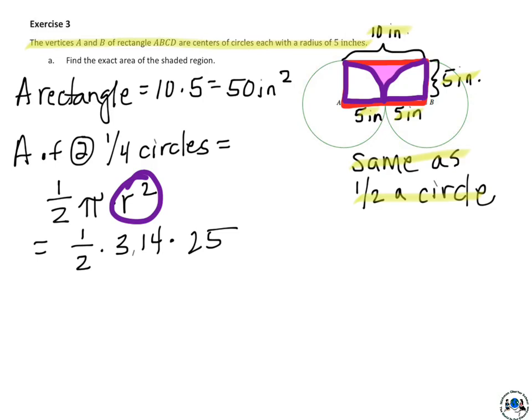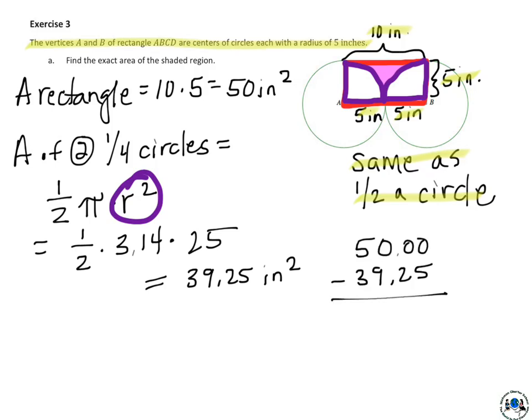I'm just cutting to the chase here a lot, but I'll keep reminding you of what I'm doing. So 1/2 times 3.14 times 25 gets me to 39.25 inches squared, and that is going to be the bit there inside. So we take the whole rectangle, which is 50, and subtract away those 2 quarter circles, and we get 10.75 square inches, or 10 3/4 inches squared, is the value of that pink shaded area.